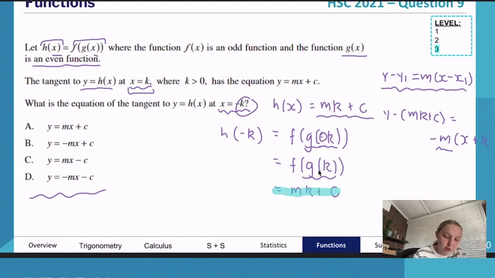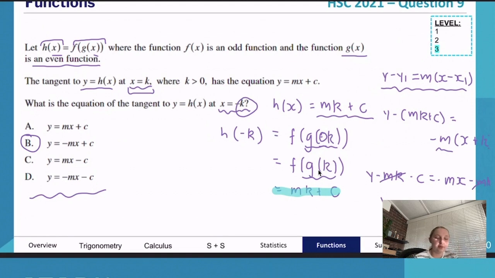Okay, and then what we want to do is, if we multiply all of this out, y minus mk minus c is equal to minus mx minus k. Then we just want to rearrange all of this so that we get y by itself. So then we're gonna get, oops, sorry, that was meant to be mk there. I was wondering why this wasn't gonna work. Minus mk. Then we'll get y equals, if we add that across, it'll cancel that out, negative mx plus c, which gives us our answer of B.